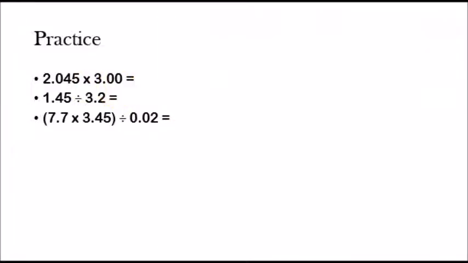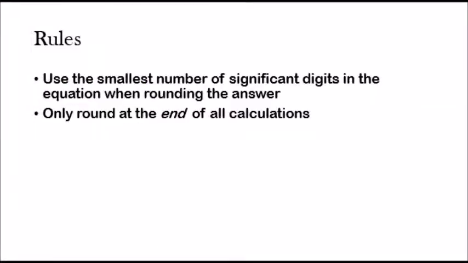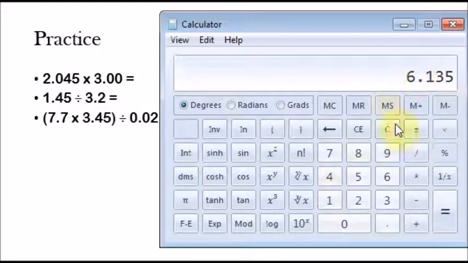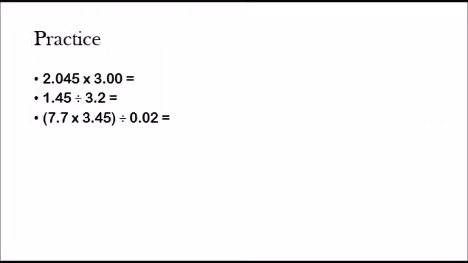So the rule here, remember, says that use the smallest number of significant digits in the equation when rounding the answer. So since this has 3, this has 4, our answer needs to have 3 significant digits because it's the smallest number of significant digits. So in order to do that, we're going to have to round this off to the hundredths place, right? Since this is a 5, we'd round this to 6.14, then we have 3 significant digits, and we satisfy the rule. So this answer here would say 6.14. Let me write that down.